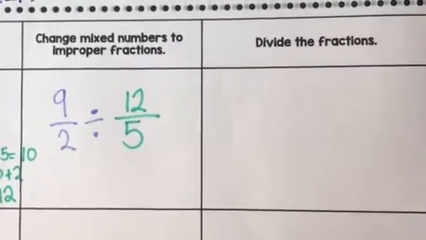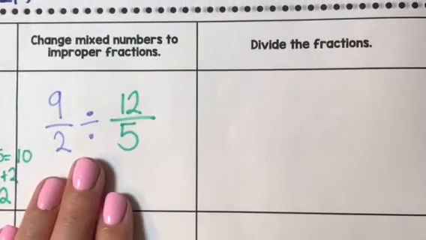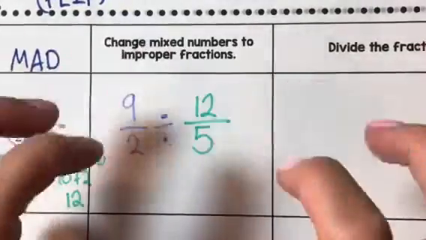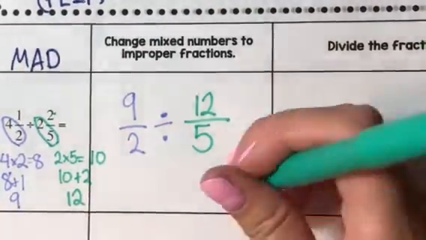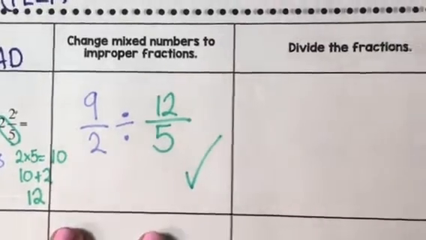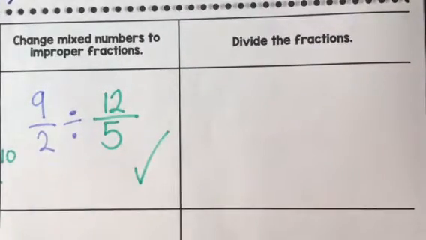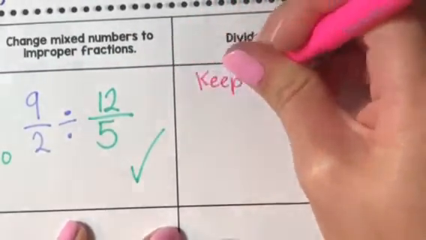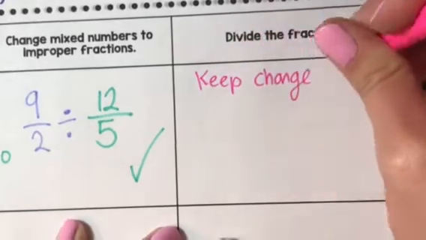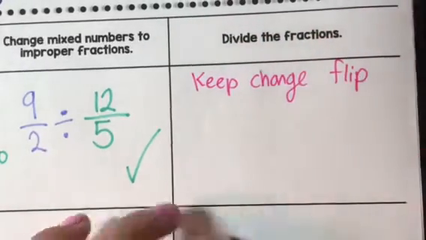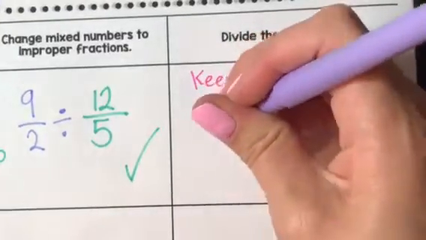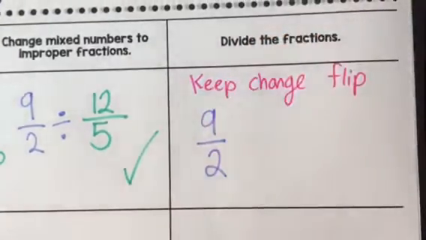So now I have my new problem. So I'm going to come over here. Here's my new division problem. Did I change my mixed numbers to improper fractions? Remember, improper fractions? Yes, I did. Once you've done that, give yourself a check. I'm going to come over here. And now I'm going to follow my steps of keep, change, and flip. So let's keep the first one, which was 9 over 2.